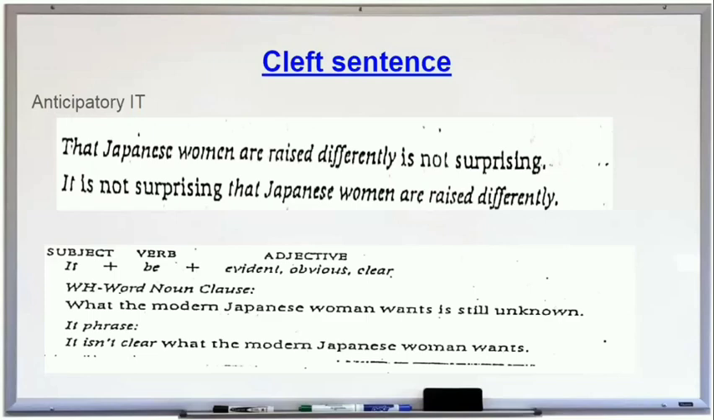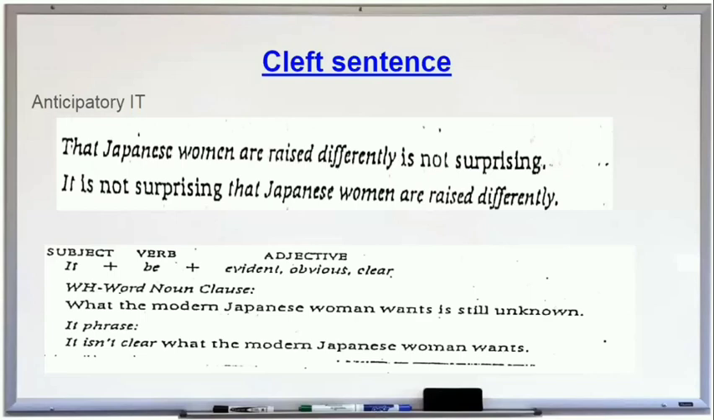However, it can replace an if or a whether or a WH word noun clause only when you add the following type of phrase to the beginning of the sentence. That is to say, the subject it, plus be, plus an adjective, for example, evident, obvious, clear. And there you have an example.